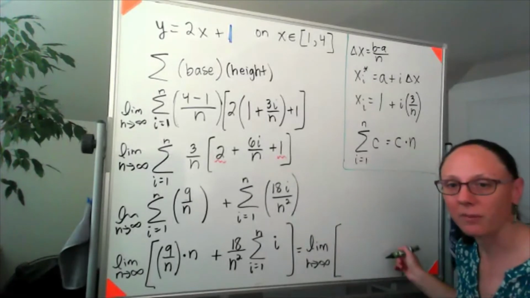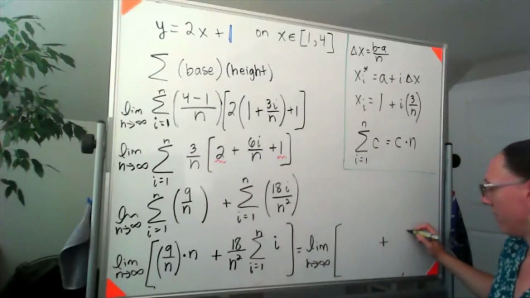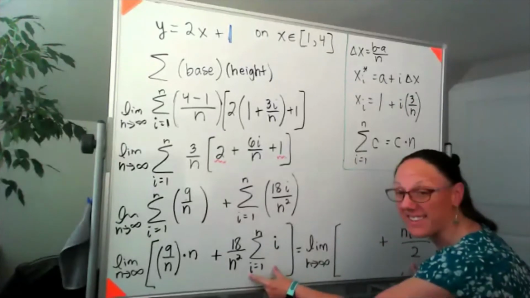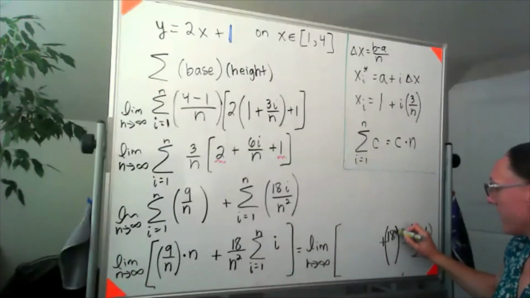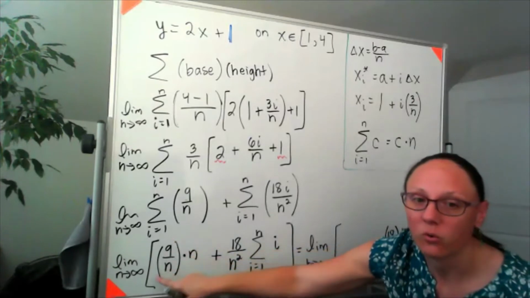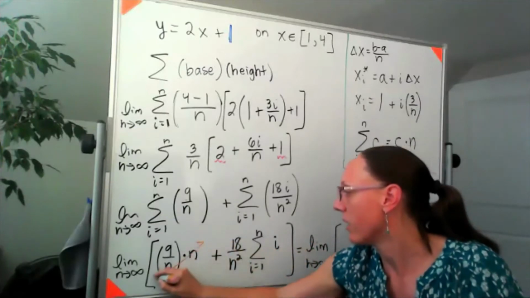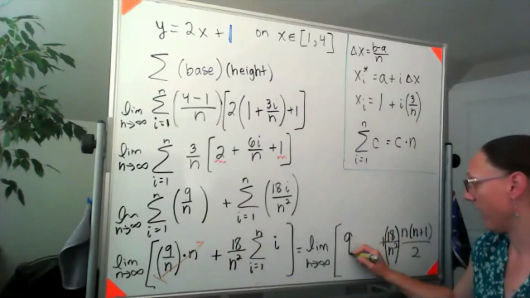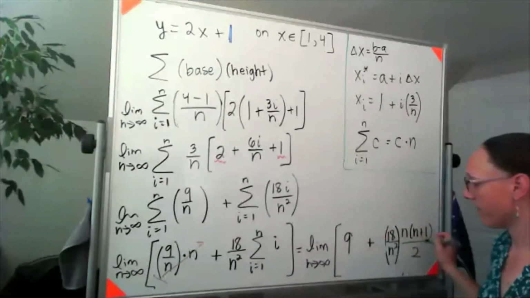Oh, I really did not mean to erase the thing I just erased. What the heck? Okay. I had n times n plus 1 over 2, because that's what the sum of i is. That piece is getting multiplied by the 18 over n squared. And then this piece, that n over n, is going to give me a 1. So I'm going to end up with 9 plus all of that.